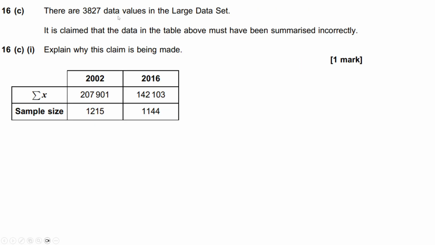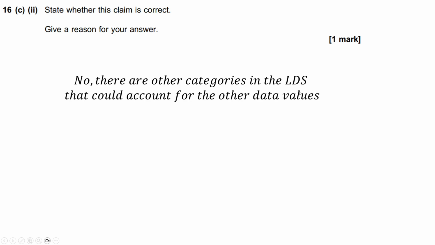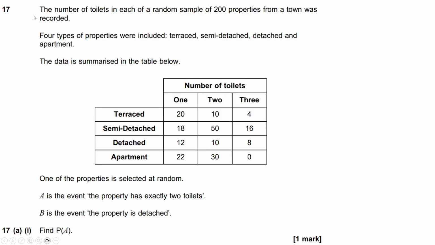So it says there are 3,827 data values in the large data set, and she's saying that it must be summarized incorrectly, because if you sum this and this, it equals 2359 and not 3827. So that's why she's saying this. Okay, is she correct for saying it? No, because there are other categories in the large data set that could account for the other data values, so the difference, such as there's a company car category. If you look into the car section, and the number of toilets.